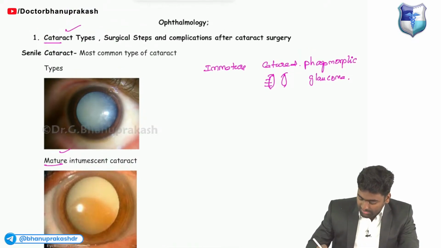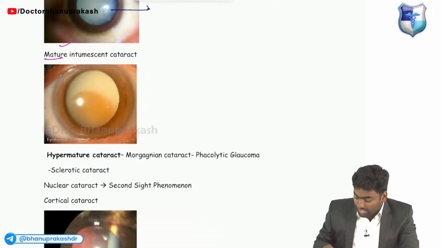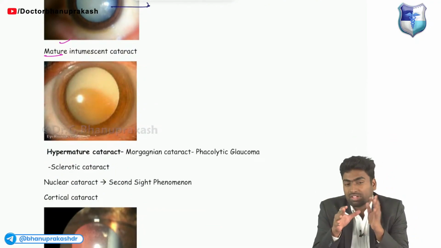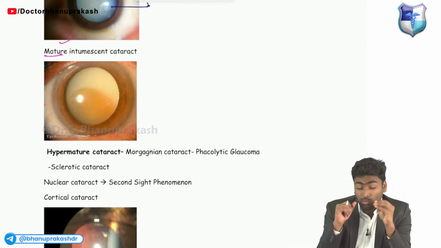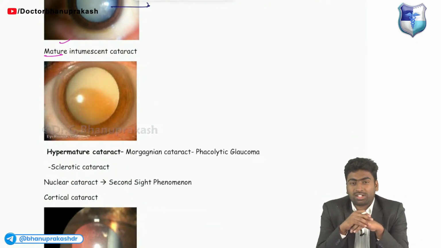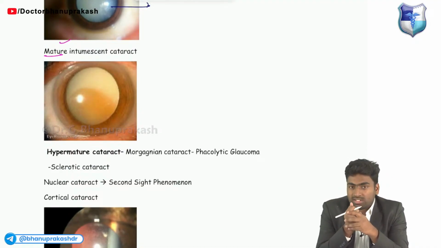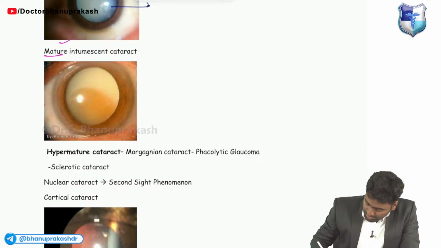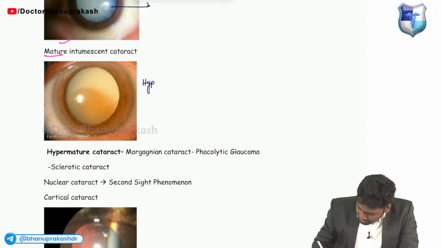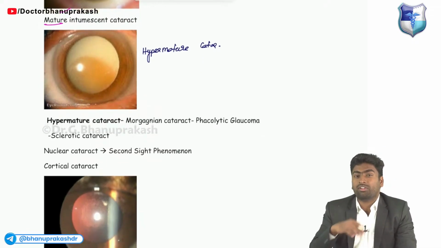Fine. Next, if you see, after this immature, it will become mature cataract. Once it becomes this mature cataract, we need to do surgery and we need to remove it. Then after this mature cataract, usually in rural India, they won't go for the surgery. They will lead to this type of cataract, which is known as hypermature cataract. And this hypermature cataract can be of different types.